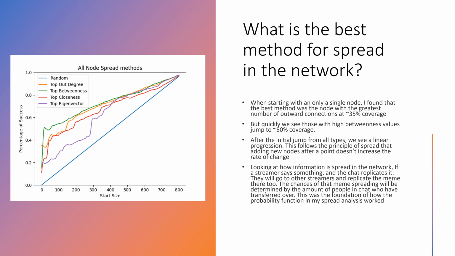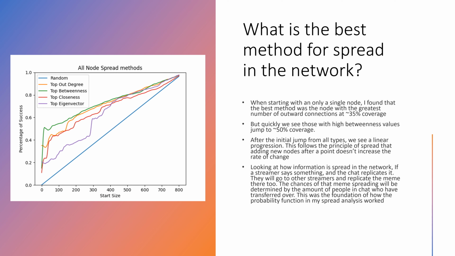There are 2 significant ones that I want to talk about for this. When starting with a single node, I found that the best method was the node with the highest number of outward connections, starting off at around 35% coverage. But we quickly see that high betweenness values jumps to 50% after a few iterations. After the initial jump from all types, we see a linear progression. This follows the principle of spread that adding new nodes at some point doesn't increase the rate of change.